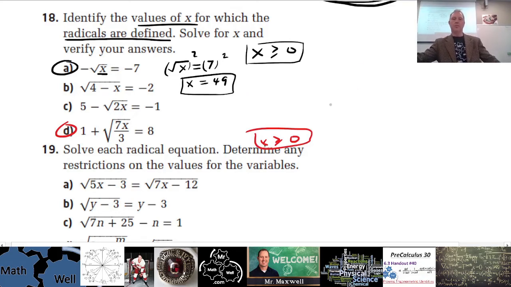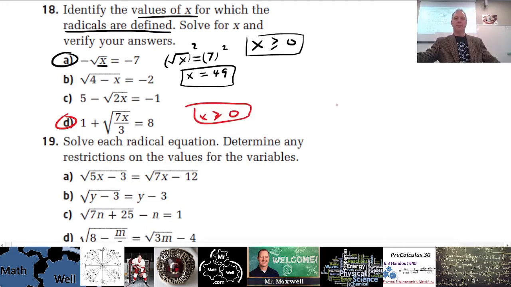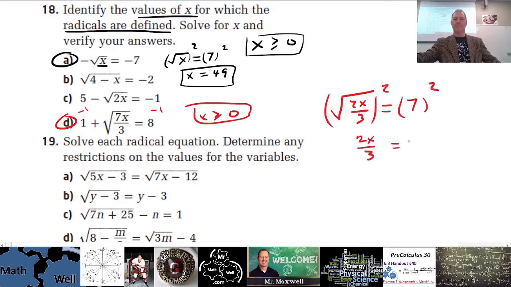So we'll leave that as part of the answer. And then to solve, I'll maybe just move over here and do that. So you have to get the radical by itself, right? So let's get root 7x over 3 all by itself by subtracting 1 from both sides. Now that I've got the radical by itself, I square both sides. That just leaves me with 7x over 3 equals 49. And now I've got no radicals.